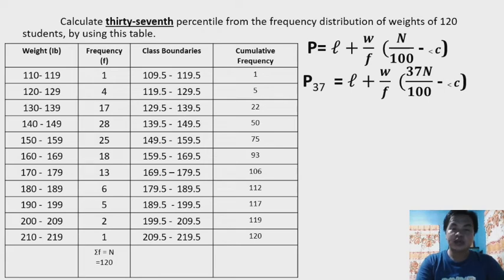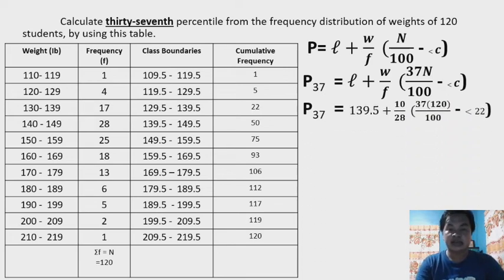So, ano naman ang value ng W? Ang W, ang class interval size. Ang class interval size o ang weight interval size ay 10, no? From 140 to 149. Then, ang frequency ay 28. So, madali na natin mai-substitute. Kaya magiging ganito na ang kinalabasan.